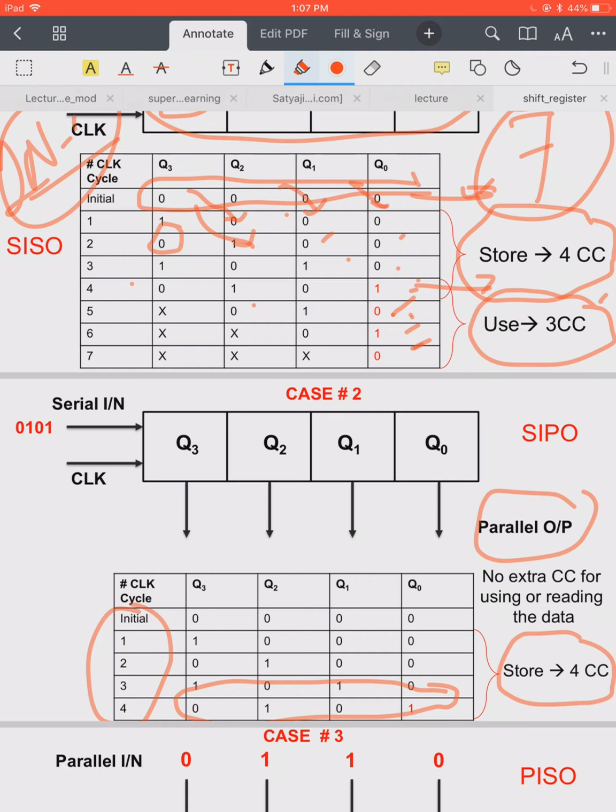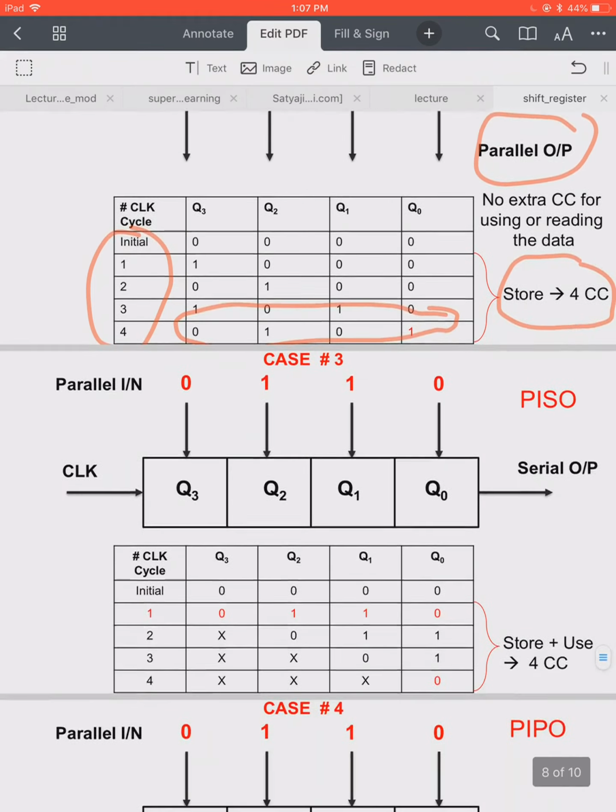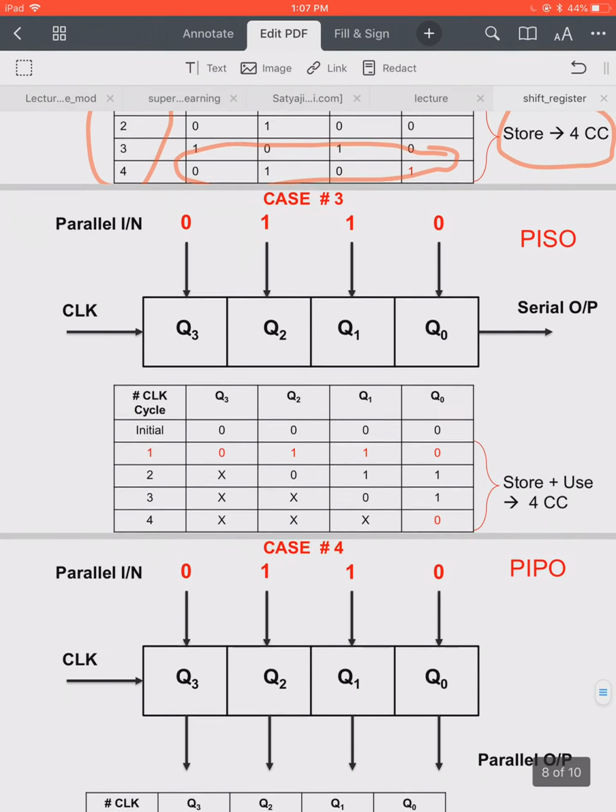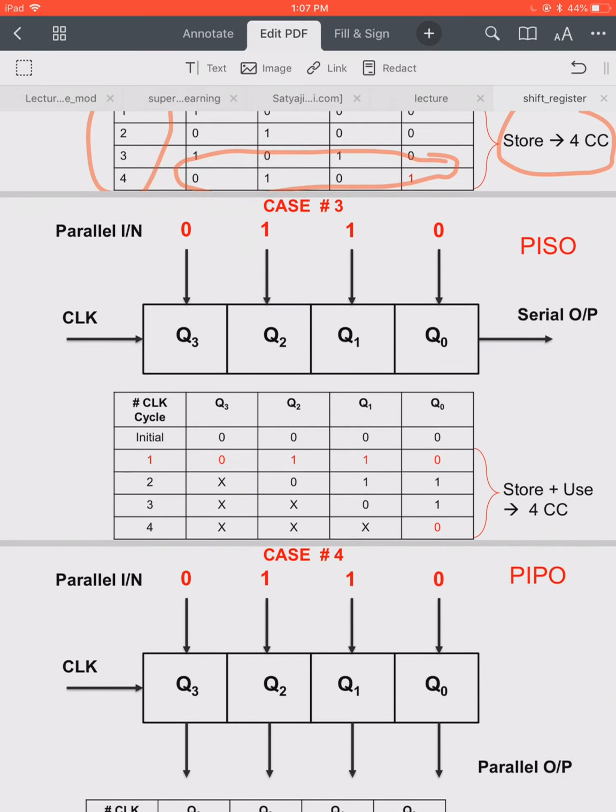So for any n bit serial input parallel output shift register, I need n clock cycles for processing the data. Okay, so let's proceed to the third case, that is the parallel input and serial output shift register. Suppose again I want to store 0110 into my shift register, and then I will read out this data serially from its serial port.